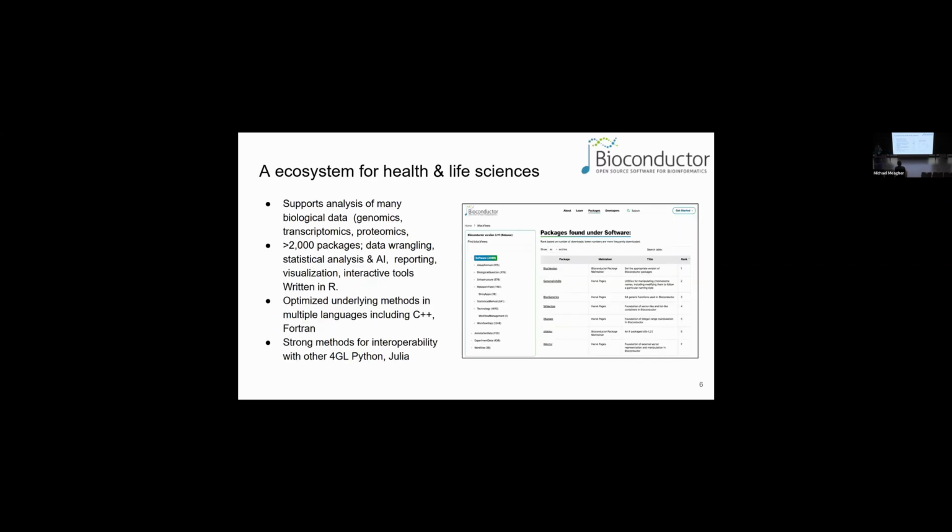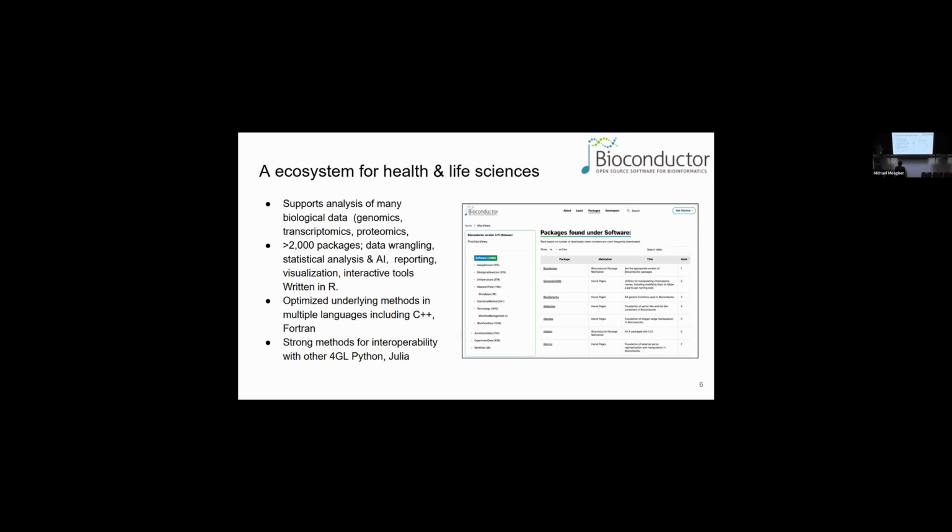So Bioconductor was established over 25 years ago, and it's a statistical suite of thousands of packages that support the analysis of biological data. It was written in R. It was originally founded by Robert Gentleman, who also wrote R itself, when he was at Harvard. And I joined soon after that. There's a number of us that are on the governance board of Bioconductor.